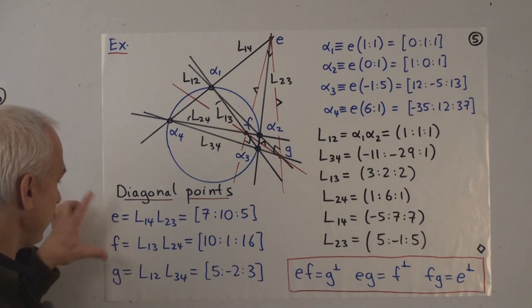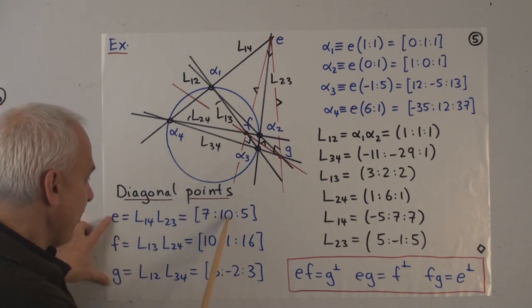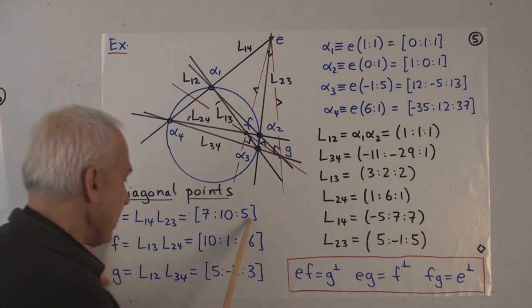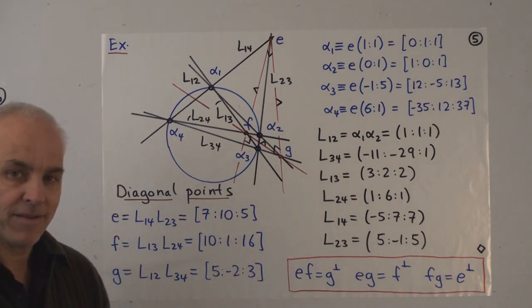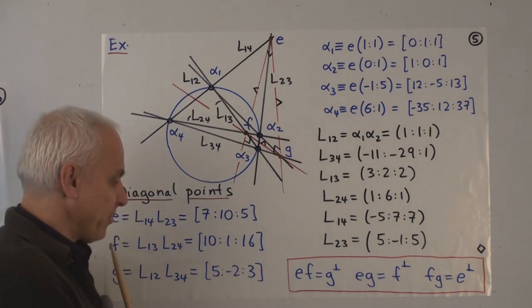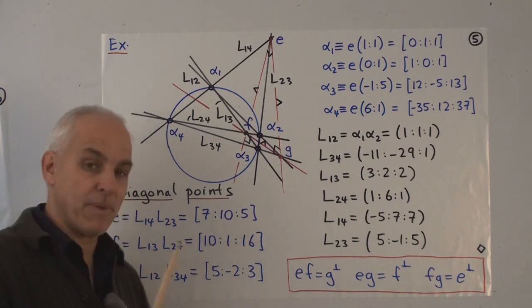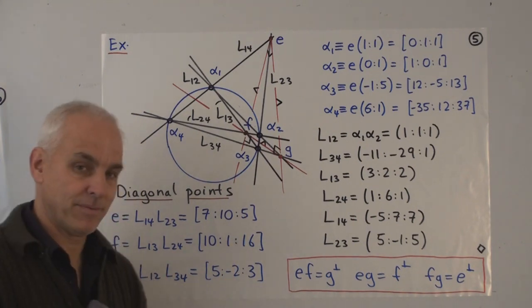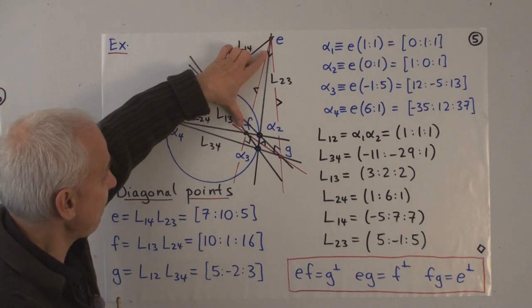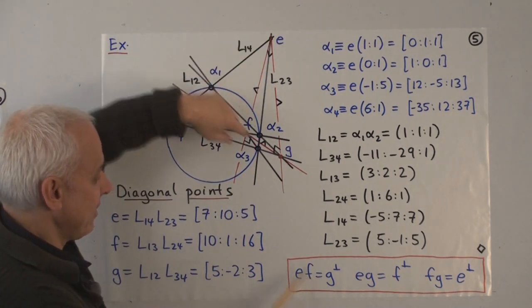Similarly, E and G are perpendicular because 7 times 5 plus 10 times minus 2 minus 5 times 3 is 0. So the fact that these 2 points are perpendicular and these 2 points are perpendicular means that these 2 points must lie on the dual of G. So E and F lie on the dual of G, so it means that the dual of G is in fact EF.